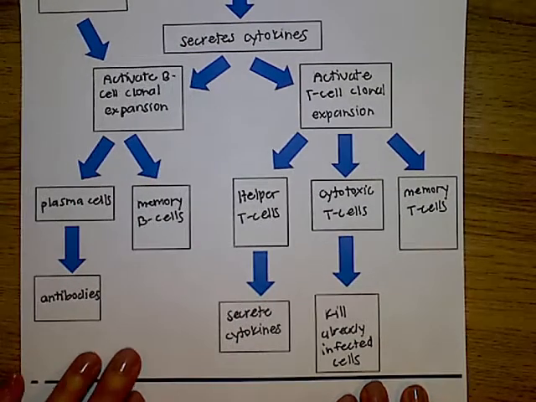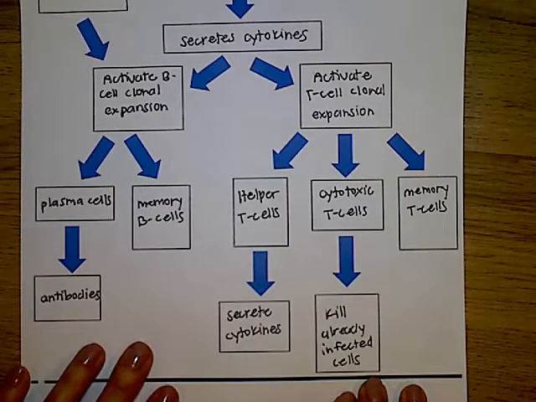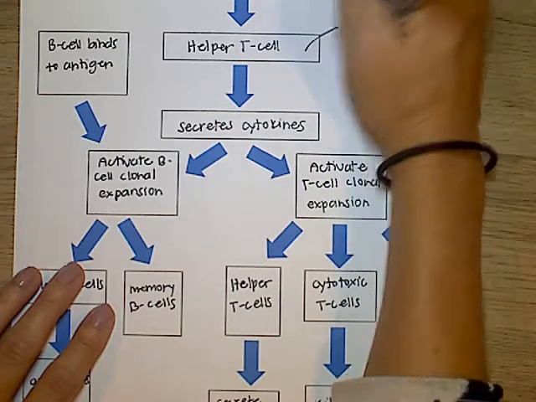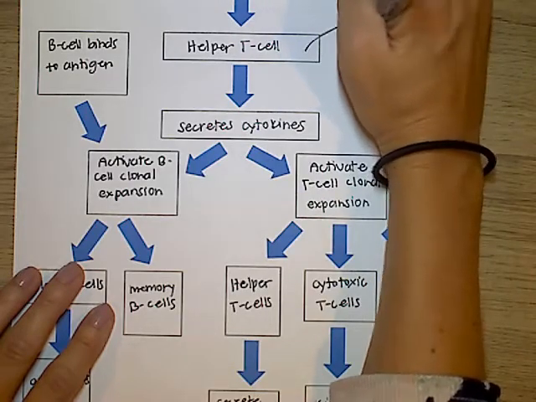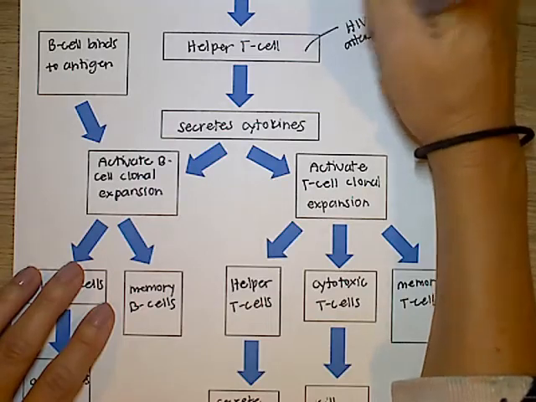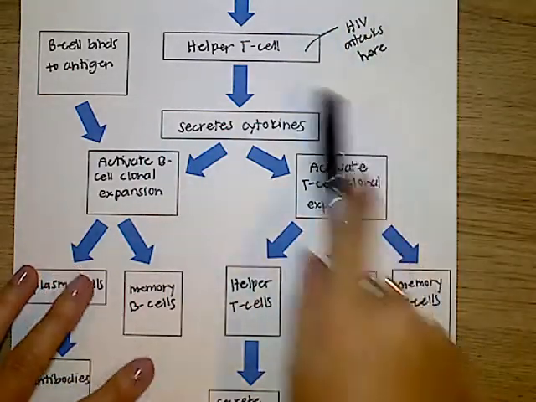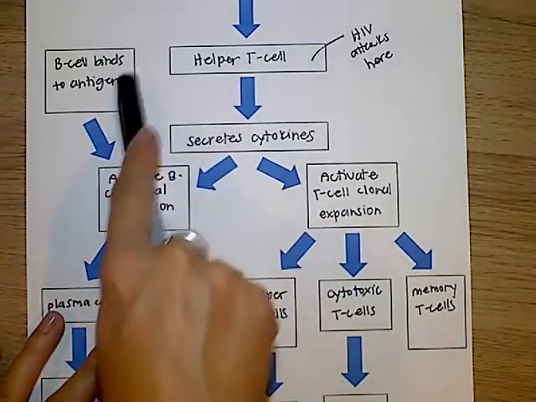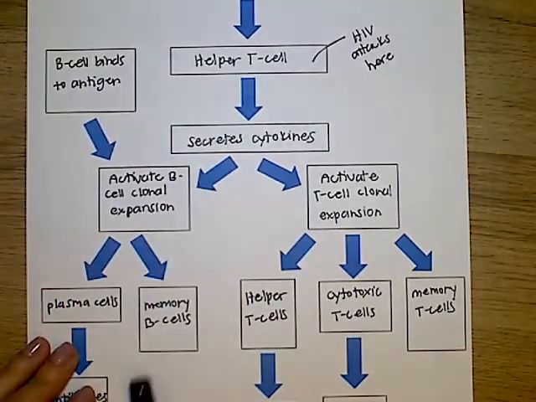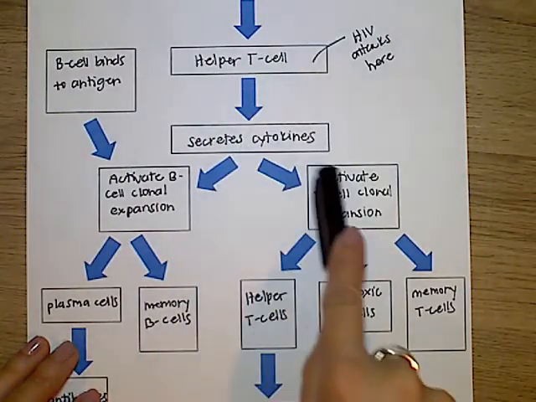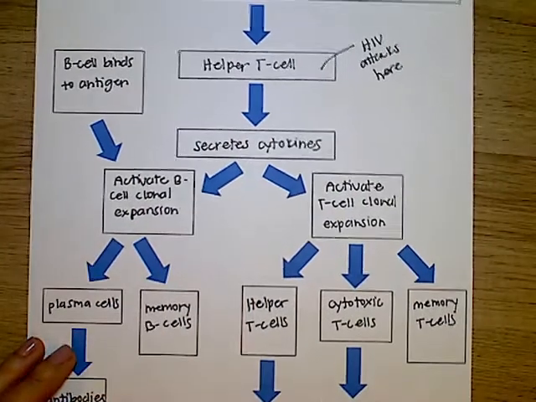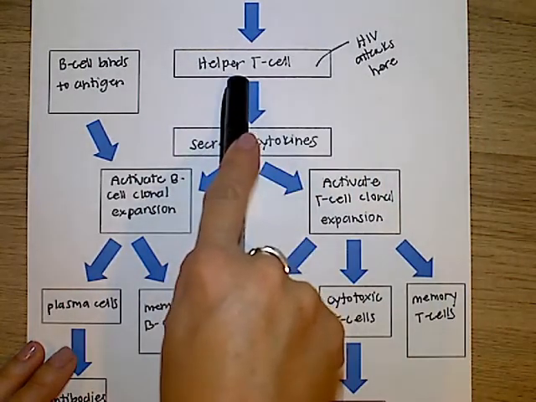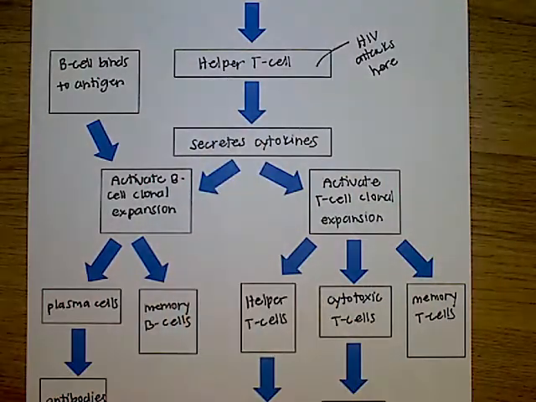So we're going to talk about this more next time, but the way that HIV works is it attacks right here, which is the very top of this whole cascade of events. So it's going to prevent this B cell from all this stuff happening. It's going to prevent all this T cell stuff from happening. And so you have no specific immunity because HIV stops everything happening right here. And that's why it's so serious.